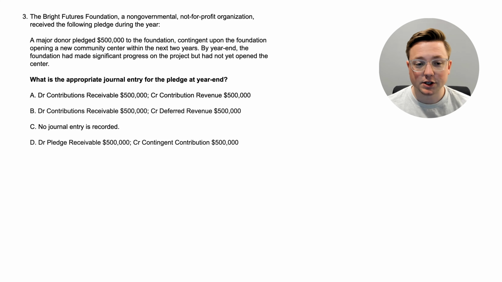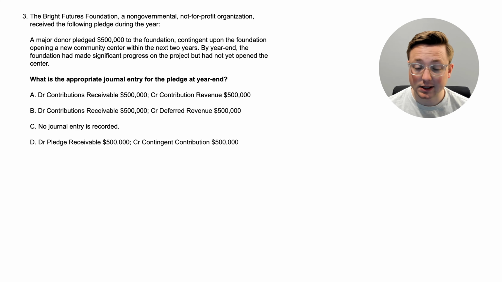All right, here we are at question 3. What is the appropriate journal entry for the pledge at year end? The Bright Futures Foundation, a non-governmental not-for-profit organization, received the following pledge during the year. A major donor pledged $500,000 to the foundation contingent upon the foundation opening a new community center within the next 2 years. By year end, the foundation has made significant progress on the project but had not yet opened the center. So again, with this $500,000 pledge, what is the appropriate journal entry for the pledge at year end?